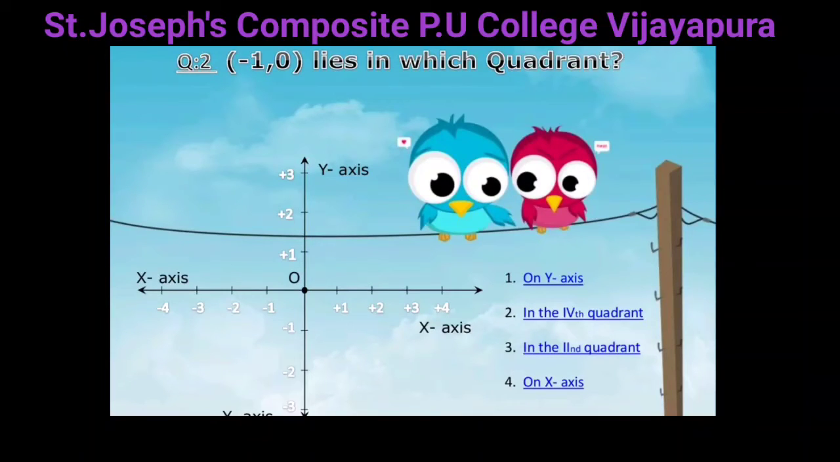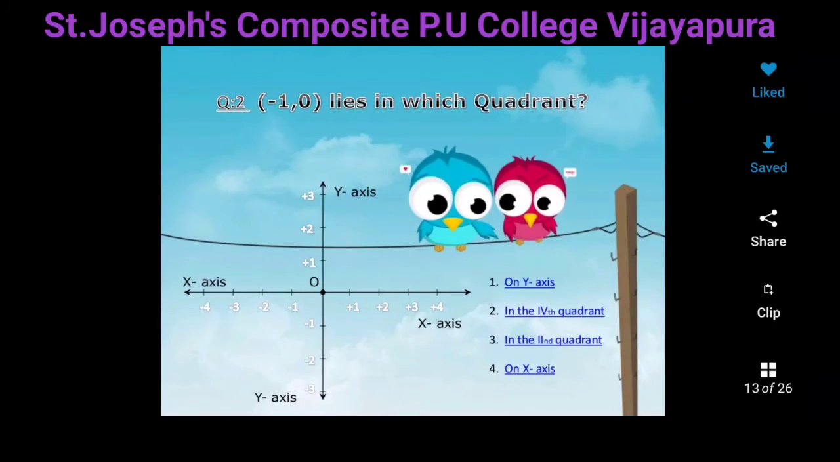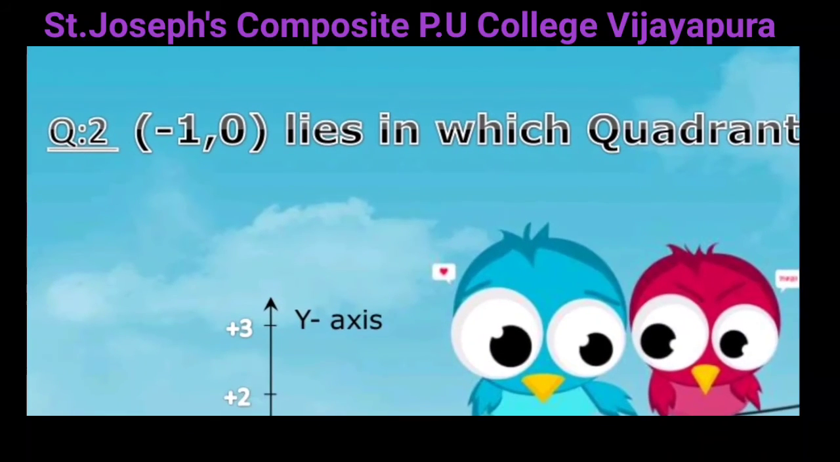I want to tell you one more thing here. The coordinates of points on the x axis are of the form x comma 0. Always when your coordinates are on the horizontal line, that is on the x axis, they are of the form x comma 0, and the points on the y axis are always of the form 0 comma y, that is, the x coordinate will be 0 along the y axis. So here in minus 1 comma 0, the y coordinate will be 0.